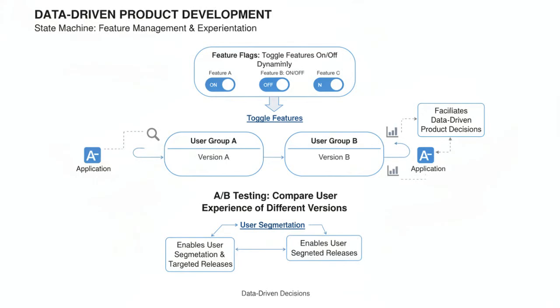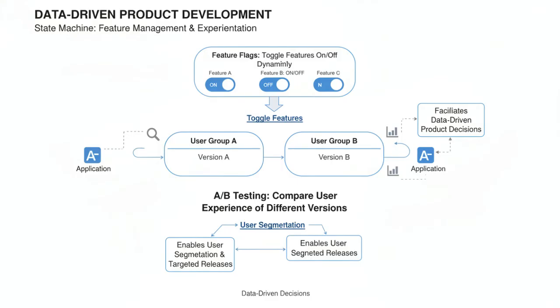Building on feature flags, A/B testing is a common technique used for experimentation. It involves showing different versions of a feature, version A versus version B, to different segments of your user base. By collecting and analyzing data on user behavior and engagement for each version, companies can make data-driven decisions about which version performs better and should be fully rolled out.